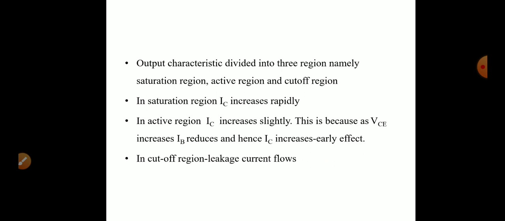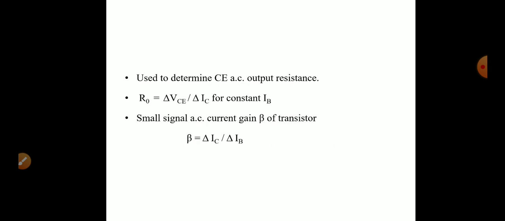When we increase the collector emitter voltage, the depletion width in the base region increases. That means the base width reduces. Due to the large depletion width, the base current reduces. Due to this, collector current increases. As IB reduces, IE is approximately equal to IC, that means IC increases. This phenomenon is called early effect. In cutoff region, a small amount of current flows due to leakage current.